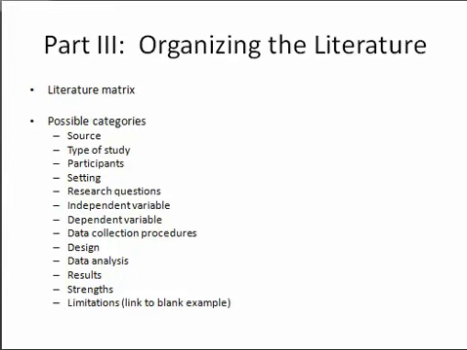As you can see, there's a number of categories across the pages of that matrix. But what I did was take each article and break it down into some major headings. If you look on this slide, possible categories would be to list the source, the type of study, what participants were used, where the research was done, what setting was it, research questions, independent variables, dependent variables, data collection procedures, study design, how data analysis was done, the results, the strengths, and the limitations of it.